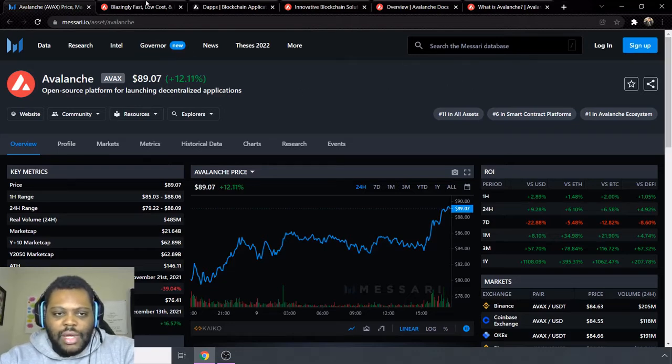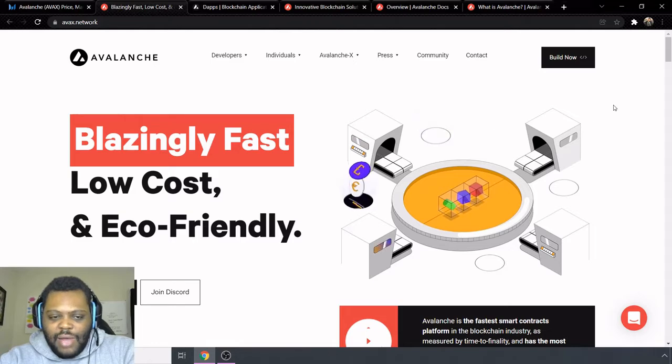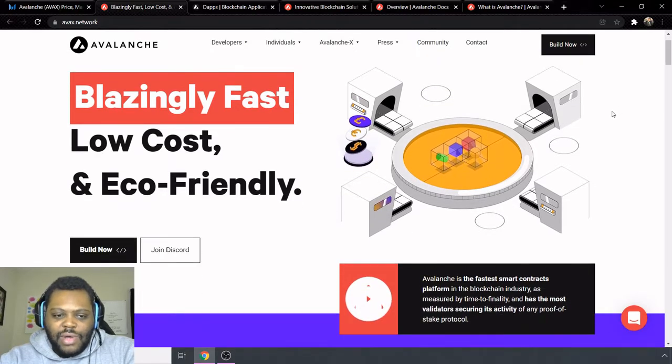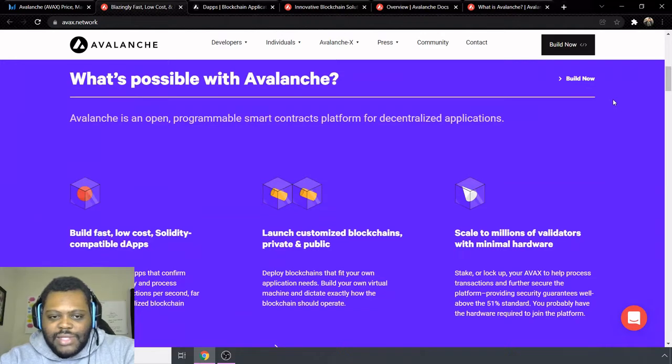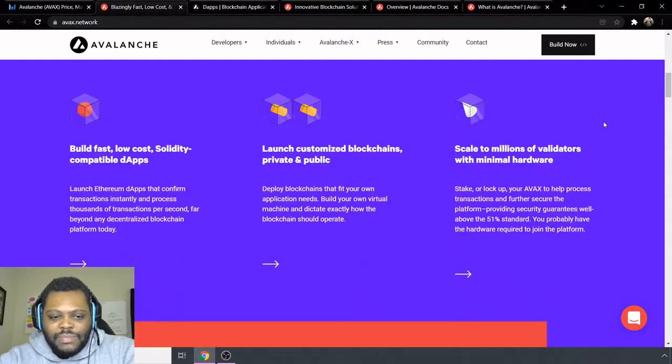Now, jumping into Avalanche's main website, this is AVAX.network. So blazing fast, low cost, and eco-friendly. What is Avalanche? What's possible with Avalanche? Avalanche is an open programmable smart contract platform for dApps. So build fast, low cost, Solidity compatible dApps. Launch Ethereum dApps that confirm transactions instantly and process thousands of transactions per second, far beyond any decentralized blockchain platform today.